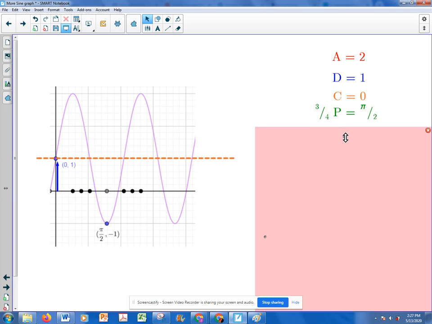Okay, now we've got to do the algebra. Multiply both sides by 4/3. Fine. 2 and 4 cancel. I'm going to get P equal to 2 pi over 3. So to go one time around, it took me 2 pi over 3.